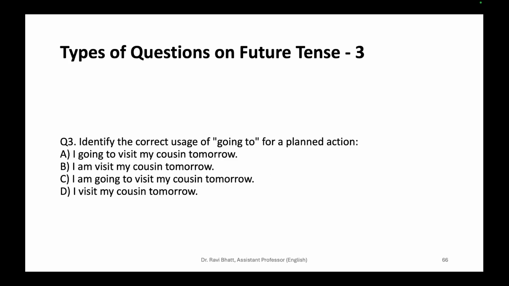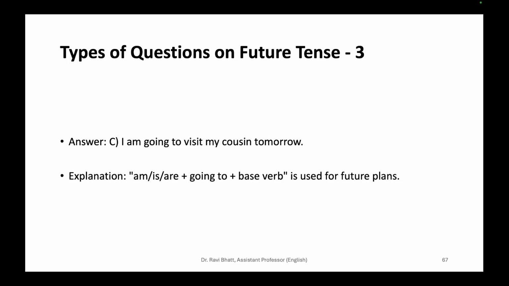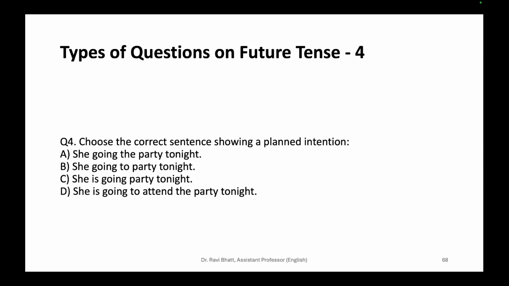Now, the next question. Identify the correct usage of going to for a planned action. I going to visit my cousin tomorrow, or I am visit my cousin tomorrow, or I'm going to visit my cousin tomorrow, or I visit my cousin tomorrow. What would be the correct one? It would be I'm going to visit my cousin tomorrow. Okay. It is am/is/are plus going to plus base verb. These are used for future plans. Okay. So I'm going to visit my cousin tomorrow. Future events that are already fixed.